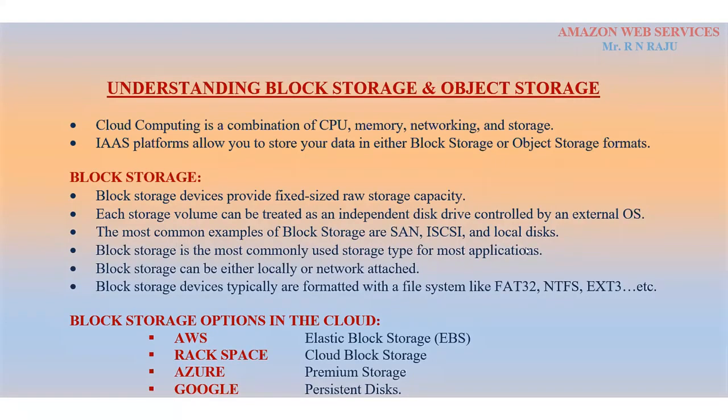If you want to run applications, install software, or install databases, then use block storage only. Block storage can be locally attached to the operating system, and block storage devices are typically formatted with file systems. In the cloud, block storage options are AWS EBS (Elastic Block Store), Rackspace Cloud Block Storage, in Azure terminology Premium Storage, and Google Persistent Disks. So finally, block storage is designed for operating systems, which means EC2 instances.